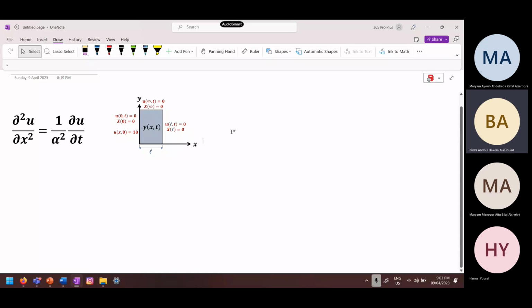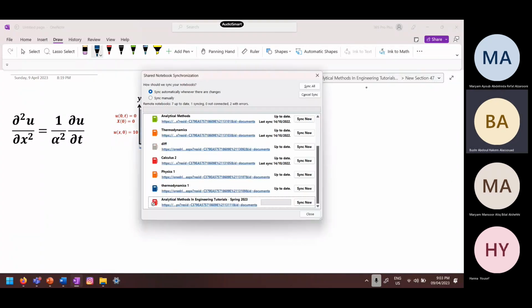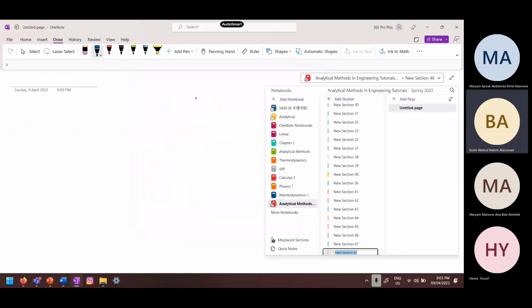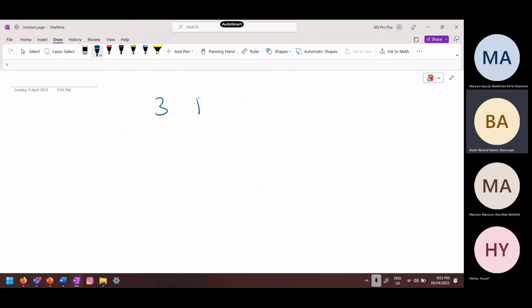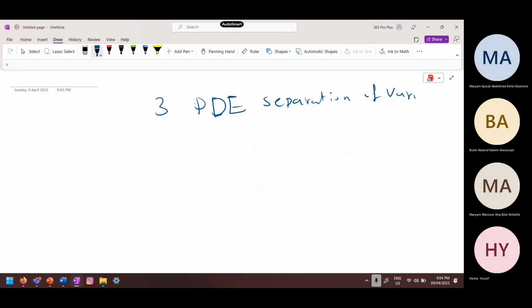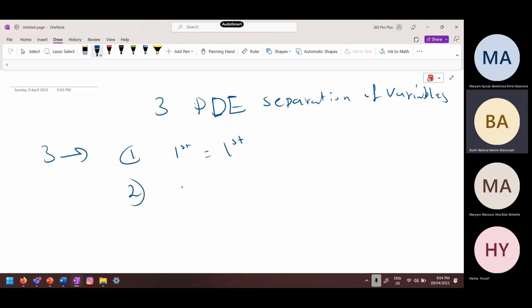We will start with this equation. Usually in most cases we have three cases to deal with in PDE, or separation of variables. The first case is first order with first order. The second is second order with first order. And the third one, which is the difficult one, is the second with a second.